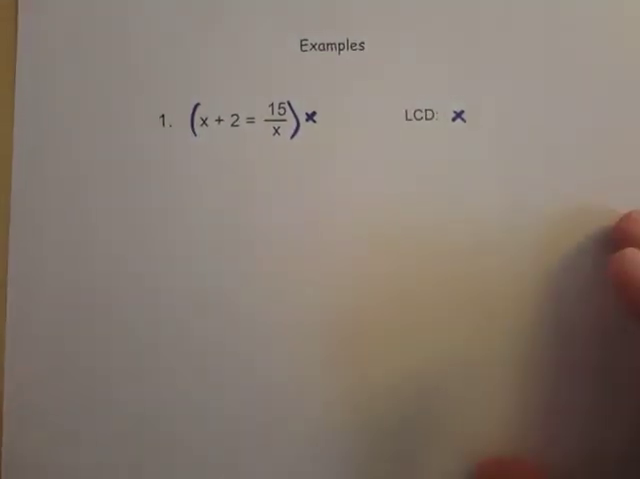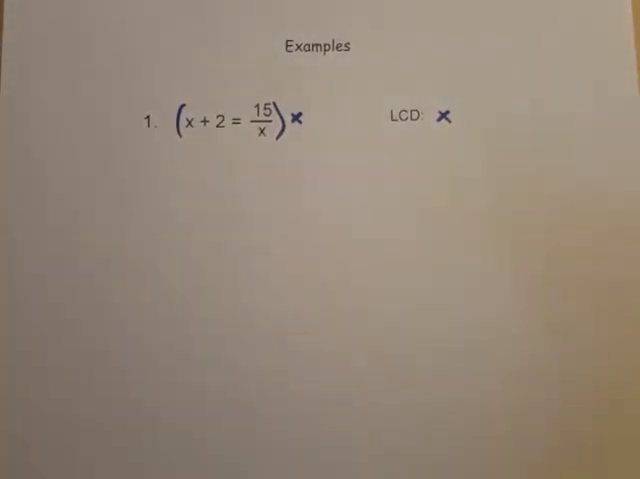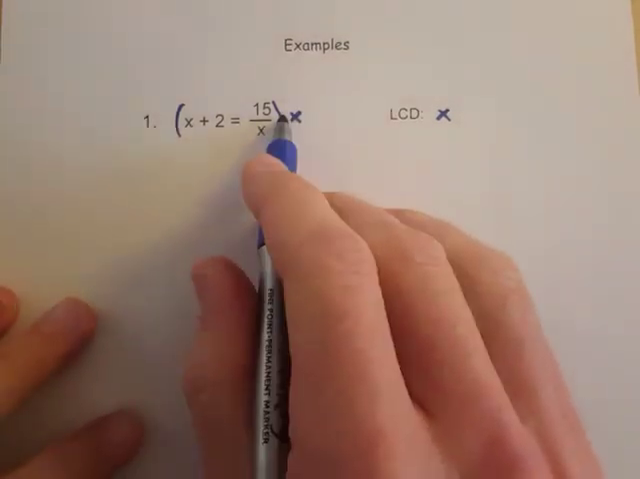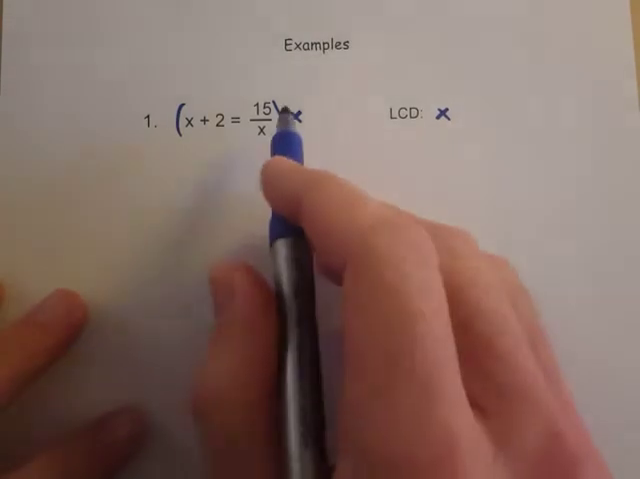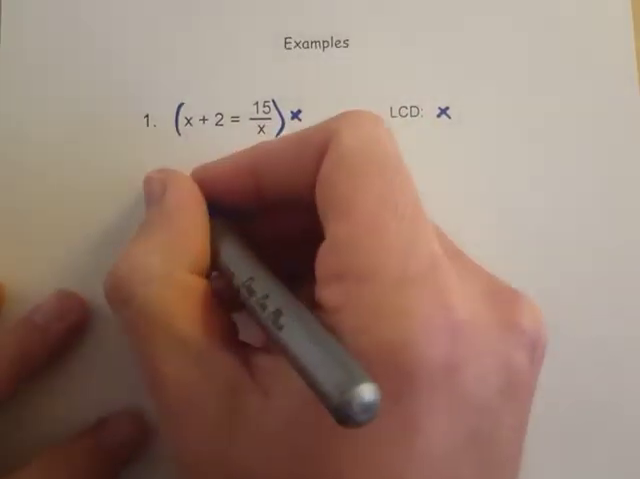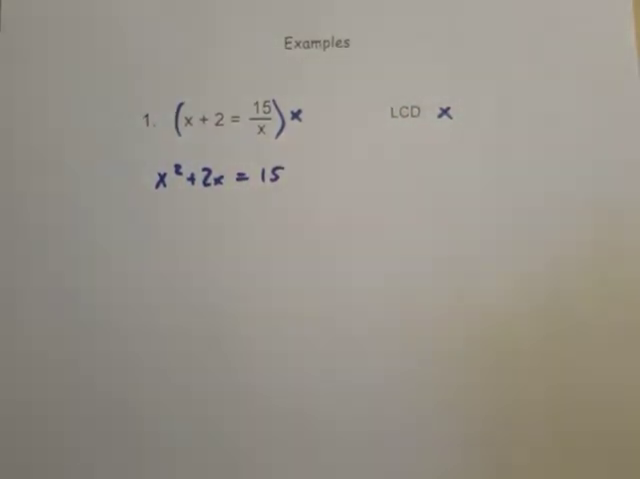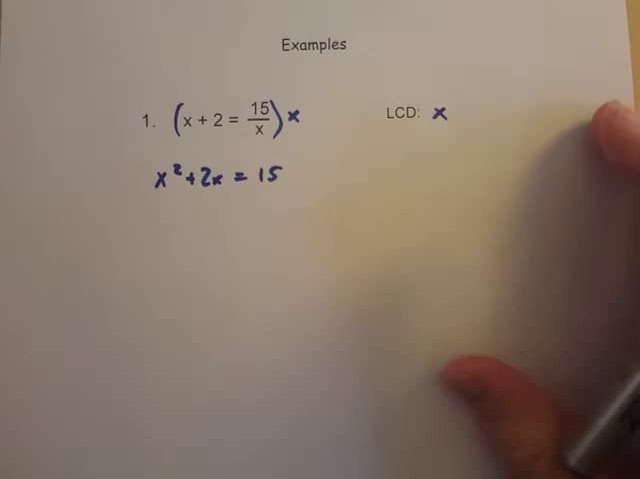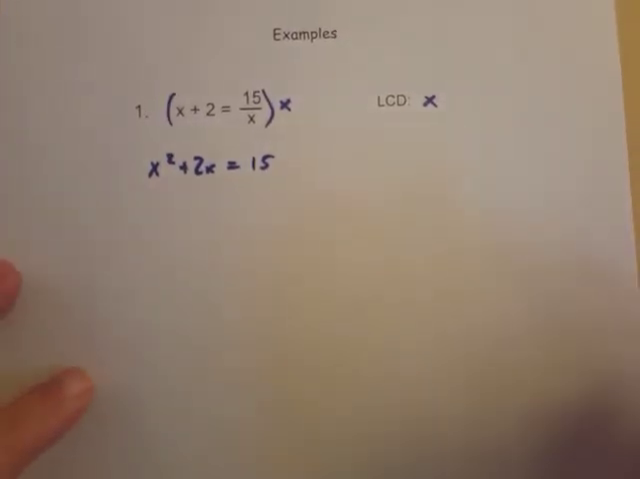The whole reason for this is to get rid of the x down here to make sure that we have no fractions involved in the problem. So when we multiply over here, it's just going to be 15 on the right-hand side. When we multiply on the left-hand side, we're going to have x squared plus 2x, and that will be our equation. So now it looks like we're dealing with a quadratic equation, which we are.